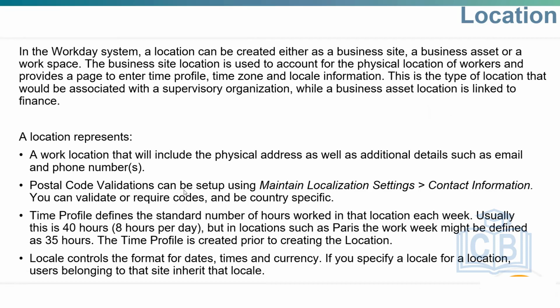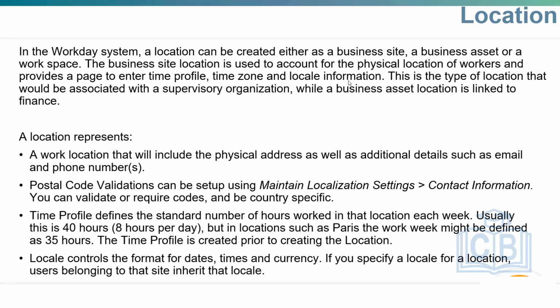Thank you. So in the Workday system, a location can be created either as a business site, a business asset, or a workspace, like the location we created, CF Hawaii. The business site location is used to account for the physical location of workers. So it identifies where the workers are going to be located and provides a page to enter the time profile, time zone, and locale information.